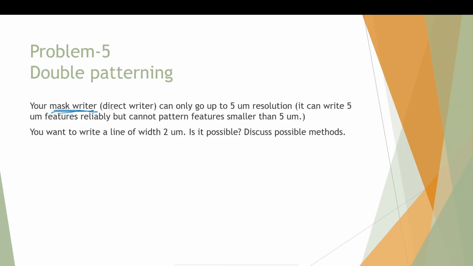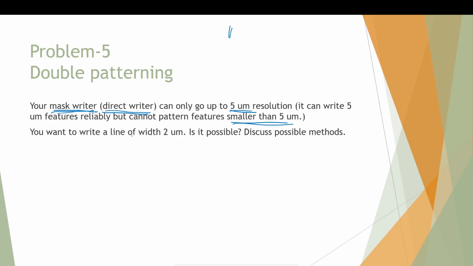For writing masks, we have something called direct writing. It's like a laser pointer or an electron beam, an electron gun. The laser beam or the electron beam will directly write on the substrate, without any mask layer in the middle. It will directly trace the line that I want to write. That is what a direct writer does. But the resolution of a direct writer is limited to 5 microns. It can only write 5 micron features reliably, but cannot pattern features smaller than 5 microns.